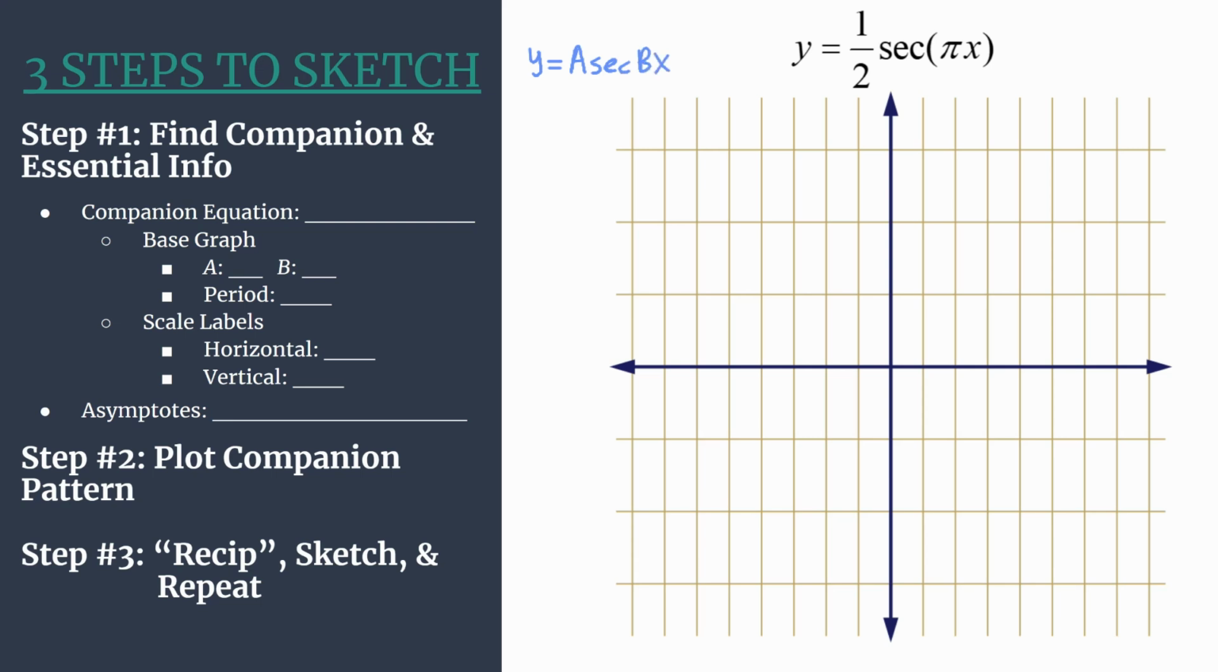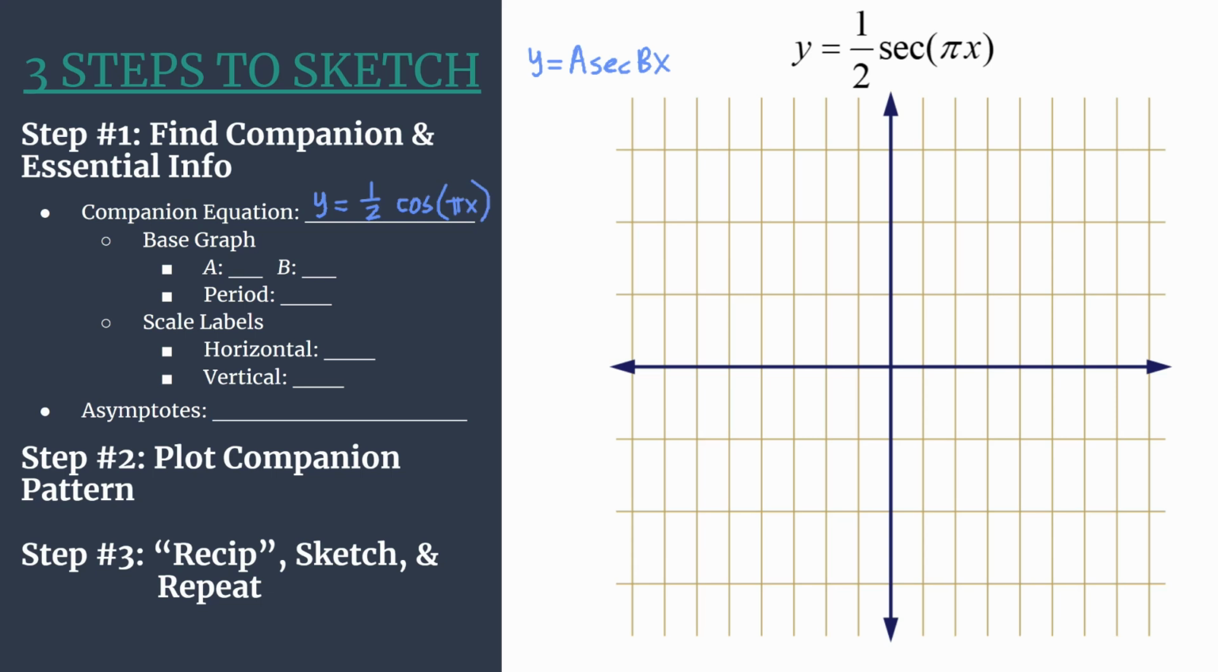We don't have any shifting going on here, so that's how we know we can use this more basic method. And let's get started. So step 1 is to find our companion equation and the essential information. Our companion equation simply takes our equation and replaces secant with its reciprocal, cosine. So we're going to graph y equals 1/2 cosine of pi x.